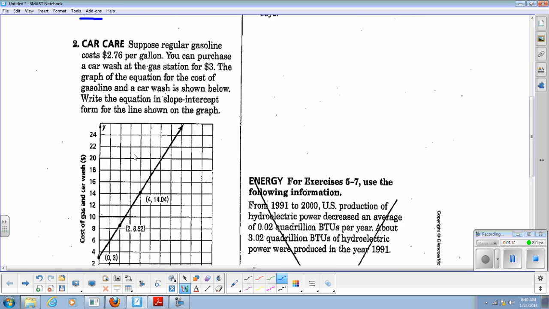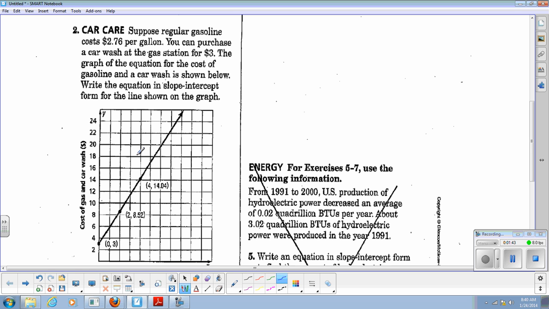Let's look at problem two. That one says car care. Suppose regular gasoline costs $2.76 per gallon. You can purchase a car wash at the gas station for $3. The graph of the equation for the cost of the gasoline and a car wash is shown below. Write the equation in slope-intercept form for the line shown on the graph.